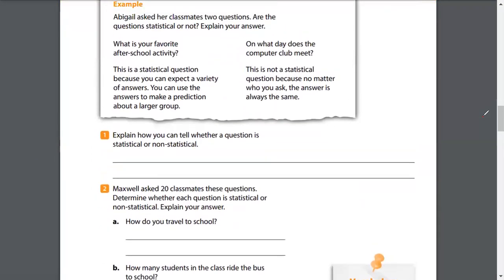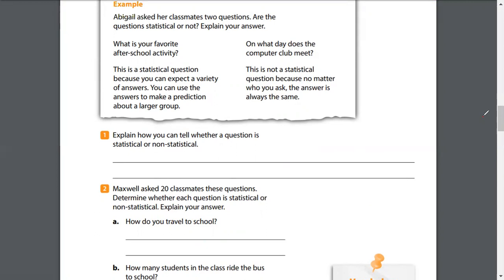Our first question is, explain how you can tell whether a question is statistical or not statistical. We already just went over that, so I expect you to write down an answer yourself. The answer needs to be based off the definition of a statistical question. Don't pull the answer out of the air. Also, please write a complete sentence. A complete sentence begins with a capital letter and ends with a period.